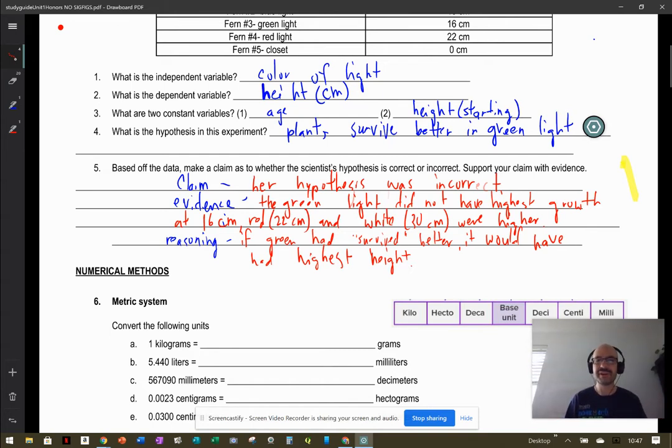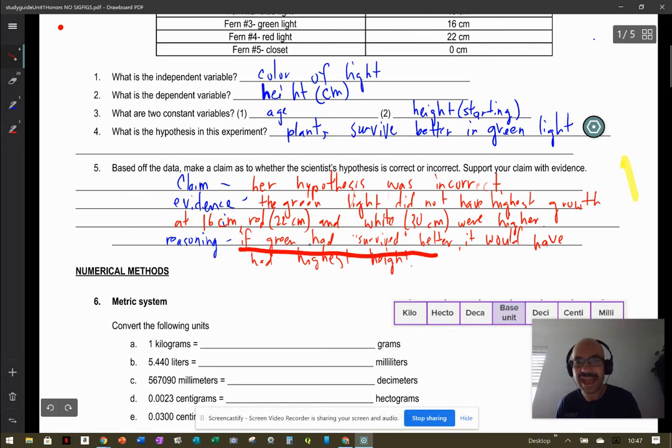Sort of like if your parents say, hey, clean your room, and you said, I did. Had I not cleaned my room, I would have had more stuff on the floor than prior to, or I would have had the same stuff on the floor prior to you asking me to do that. So that's good reasoning. So I said if green had survived better, it would have had the highest height. So I'm giving my reasoning.